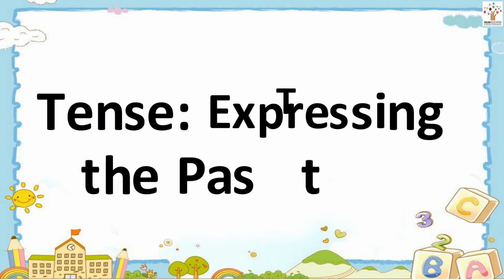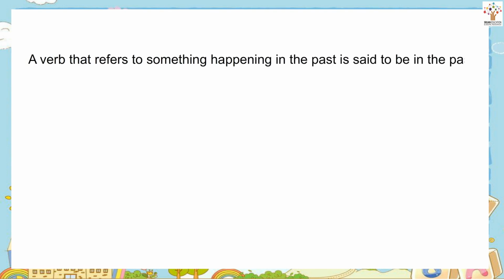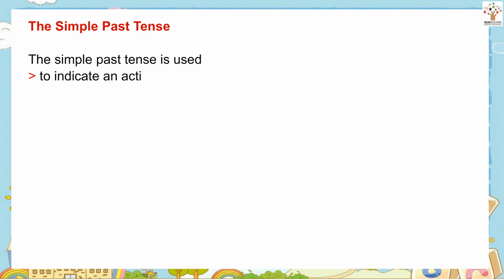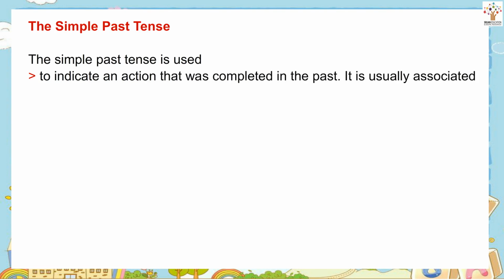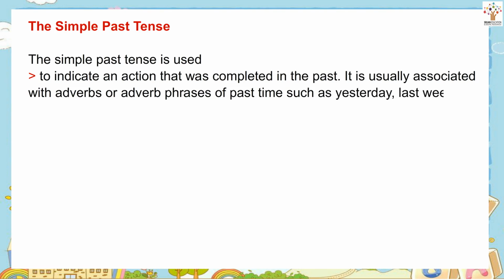Expressing the past time. A verb that refers to something happening in the past is said to be in the past tense. The simple past tense. The simple past tense is used to indicate an action that was completed in the past. It is usually associated with adverbs or adverb phrases of past time, such as yesterday, last week, etc.